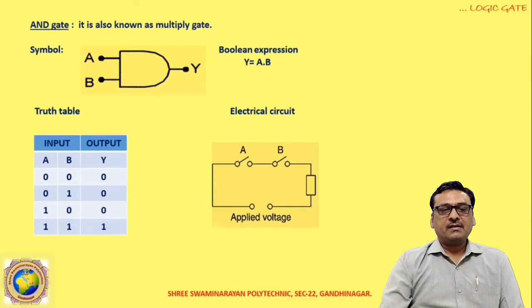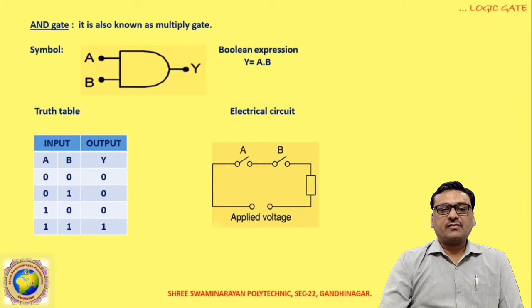So here we multiply: 0 into 0, the output will be 0. 0 and 1 will also be 0. 1 and 0 also gives a 0. When both inputs are high, then the output is high. So this is the condition we get from the AND gate.